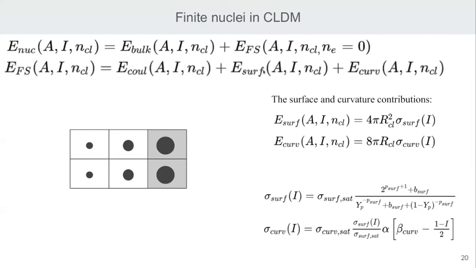So I have just a Coulomb energy, that is the energy of a charged sphere, and a surface energy given by this expression here, where we have a surface tension given by this parameterization, where the parameters are going to be fitted to nuclear masses, and a curvature energy, that is the curvature of the surface given by this expression, with also parameters going to be fitted to nuclear masses.